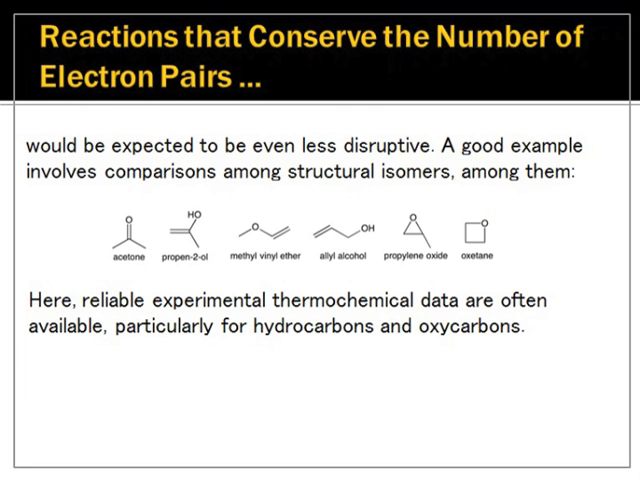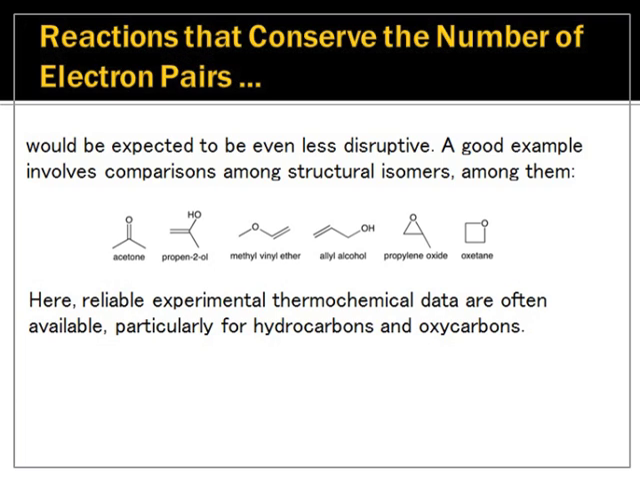Probably the most important kind of reaction are reactions that conserve the number of electron pairs. This is something where I compare isomers, for example. I've given just a few simple examples here. Acetone has several isomers, and a few of them are listed. So if I want to write a reaction where I'm comparing the energy of that and that, if you look at this, the number of electrons is the same, the number of electron pairs is the same, but what differs is that I'm changing the numbers of different kinds of bonds.